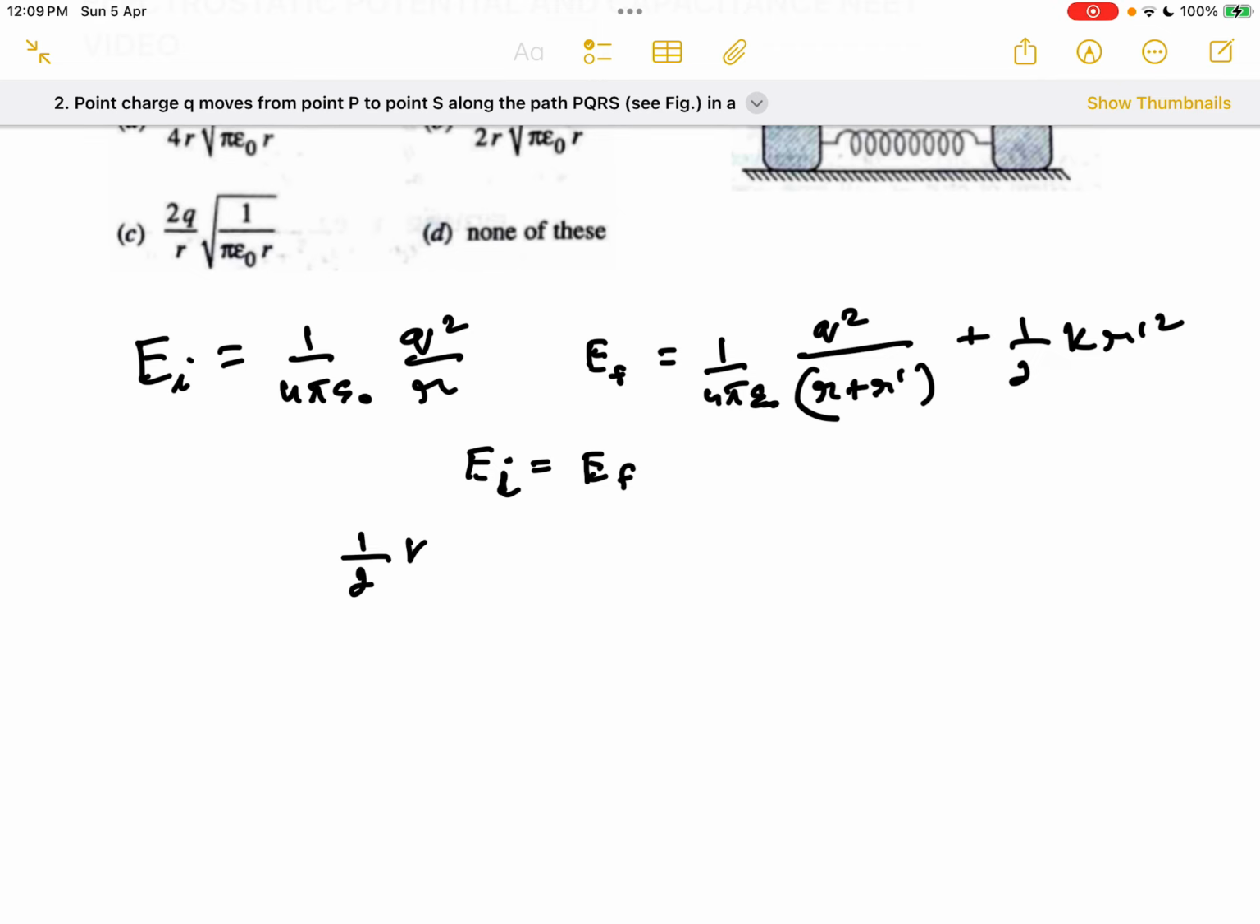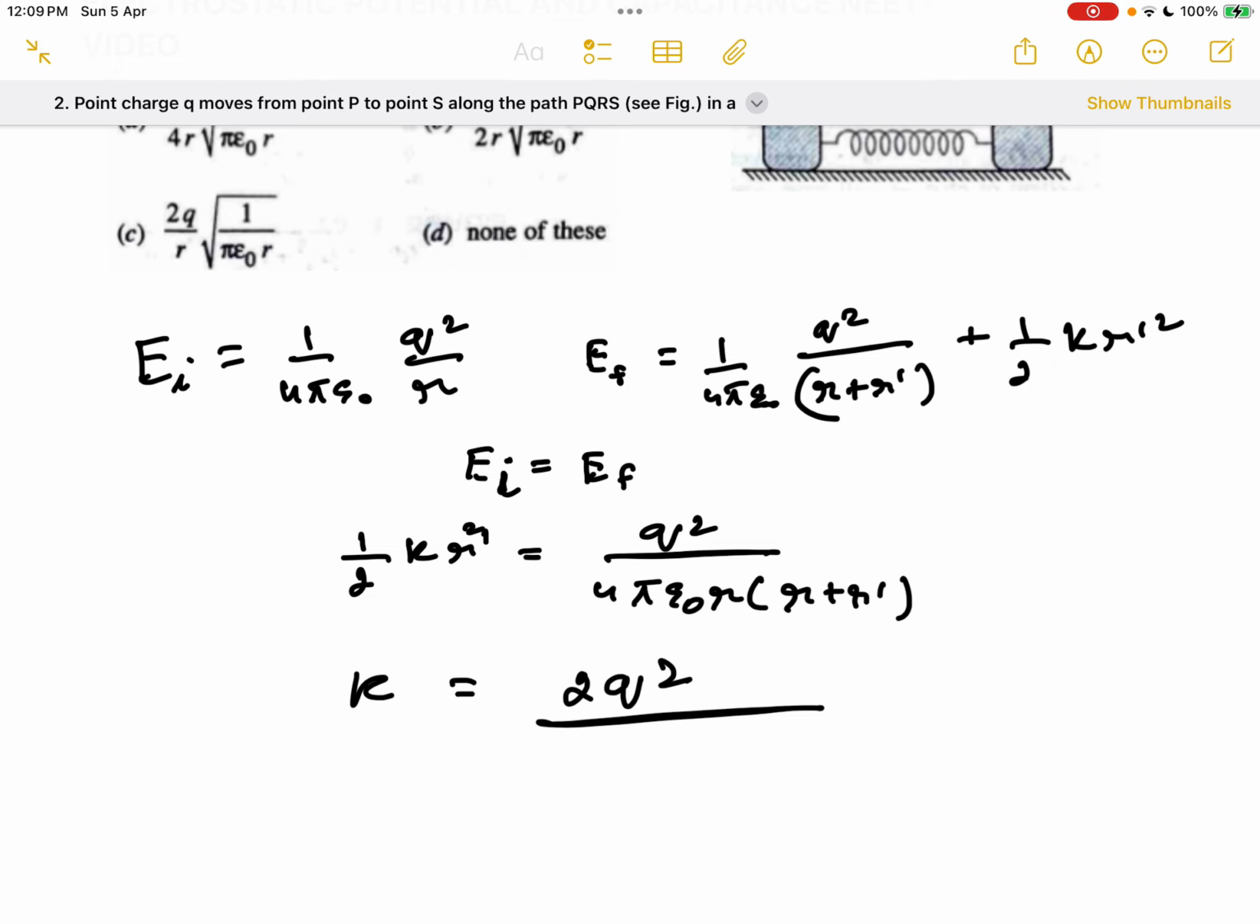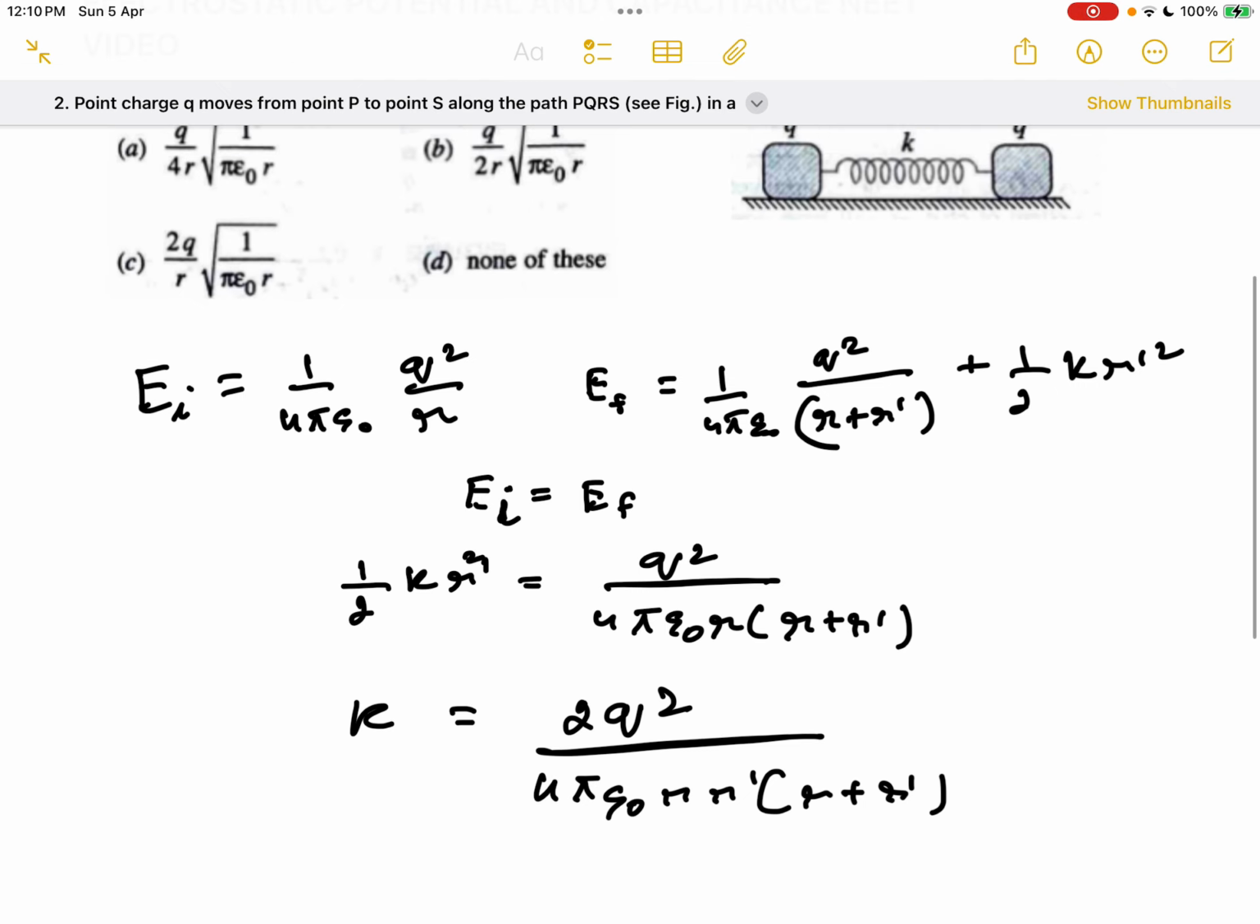Since that is the case, half k r dash square would be equal to q square divided by 4 pi epsilon naught r into r plus r dash, right? So that's the answer you are going to get after simplifying it. You will have k becoming equal to 2q square divided by 4 pi epsilon naught r into r dash into r plus r dash. Now, none of these options match with the answer that we have got. So option D, none of these, is the correct answer.